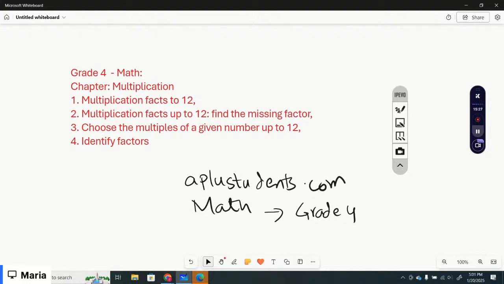There you can find a list of the chapters. We're going to start with the chapter multiplication. The lessons we're going to cover today are multiplication facts to 12, multiplication facts to 12 find the missing number, choose the multiples of a given number up to 12, identify factors.